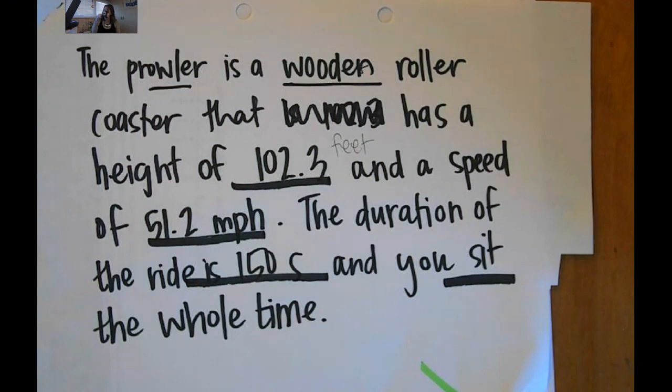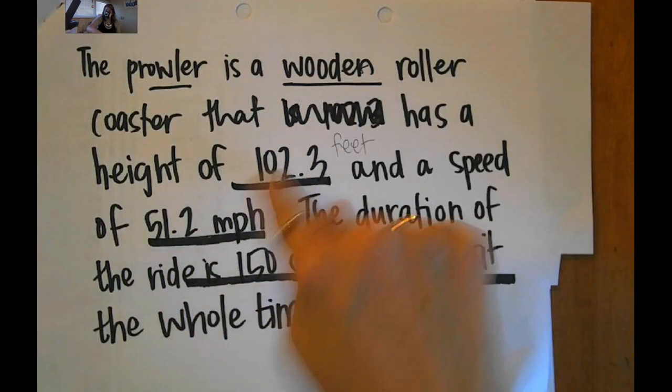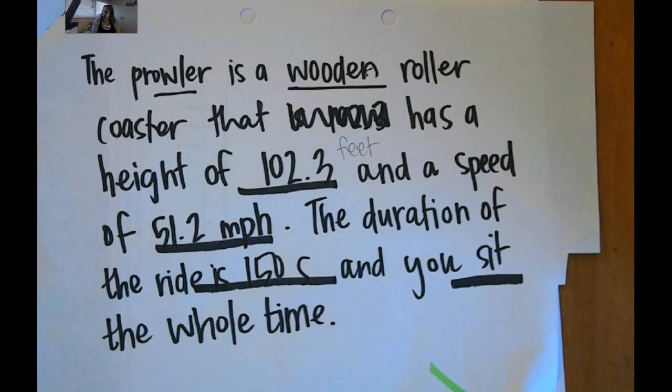So I'm gonna go through and make sure I have all 5. 1, 2, 3, 4, 5. Does that make sense? Now you can list it out. In the very least, I would say the Prowler is a wooden roller coaster and then you could just write, is 102.3 inches or feet tall. You sit the whole time, it goes 51 miles an hour and lasts for 150 seconds. Or you could simply just list them all out. As long as you're hitting all 5, you're good.